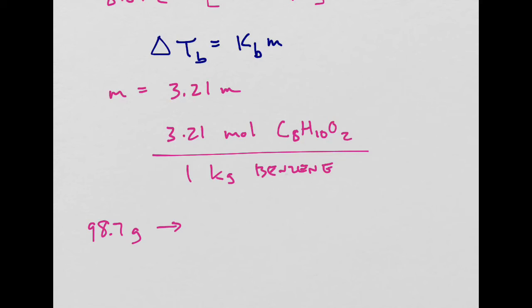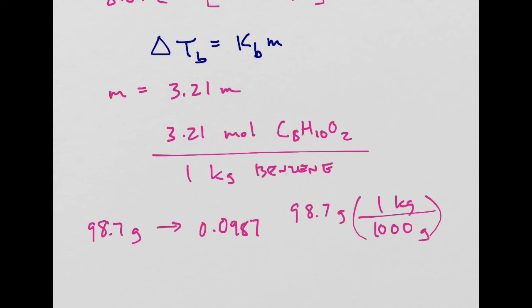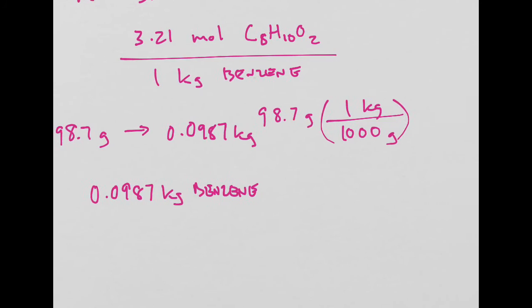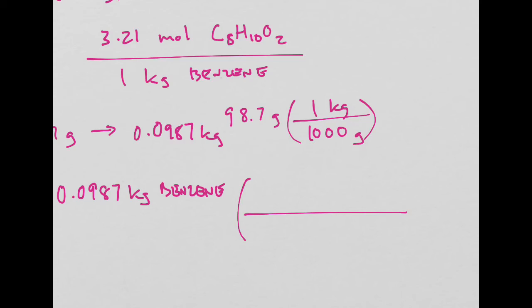So if you know that 1,000 grams is equivalent to 1 kilogram, and you should know that, if you don't, then that's what you need to use as your equivalency when you're doing this. So you essentially are going to simply divide 98.7 by 1,000, but if you do the equivalency, you won't mess it up. And when you do this, it's 0.0987 kilograms. So I take my 0.0987 kilograms of benzene, and I'm going to multiply that by the equivalency that I have right up here.